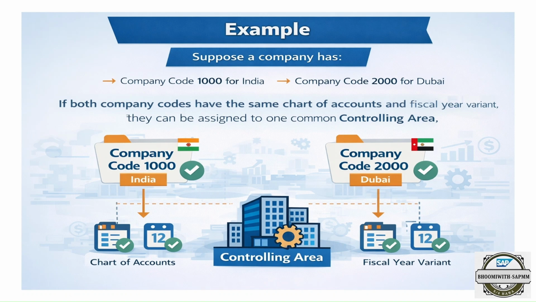For example, suppose a company has company code 1000 for India and a second company code 2000 for Dubai. If both company codes have the same chart of accounts and fiscal year variant, they can be assigned to one common controlling area. To create or maintain a controlling area, we must use the OKKP T-code.